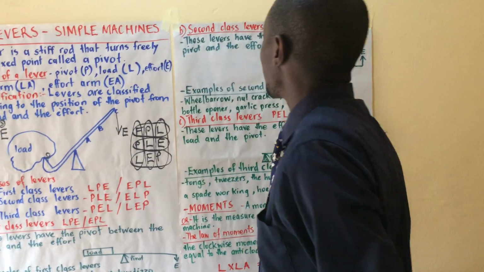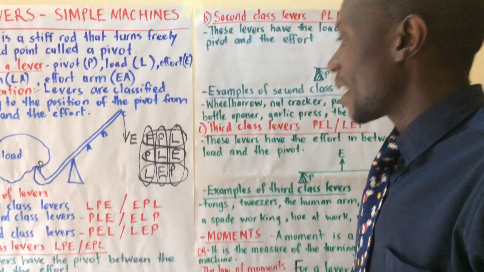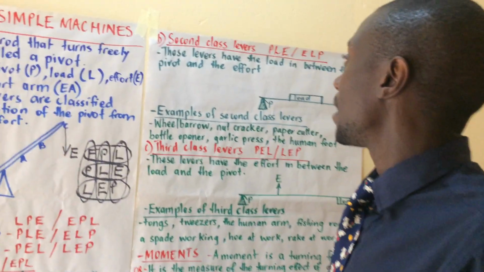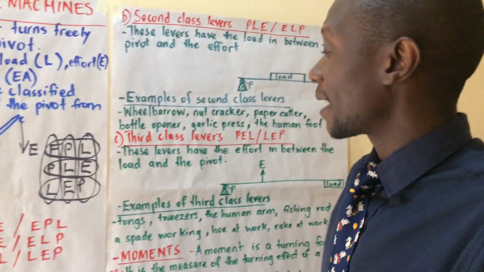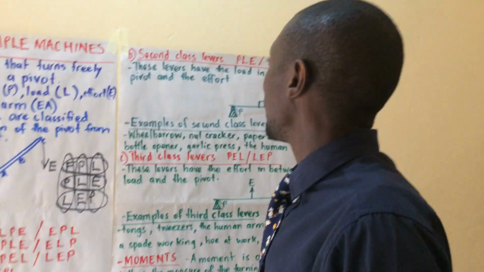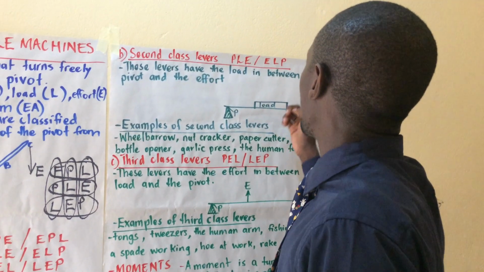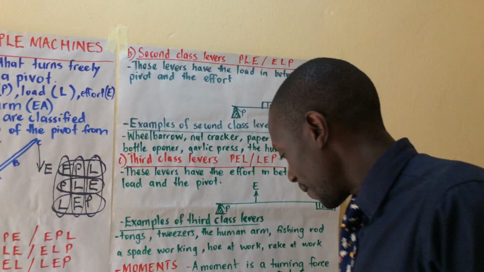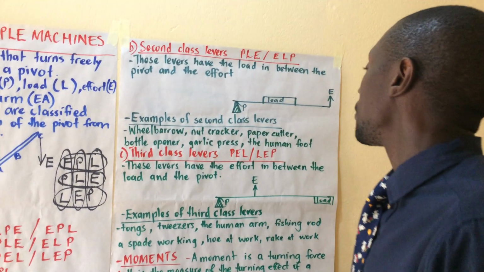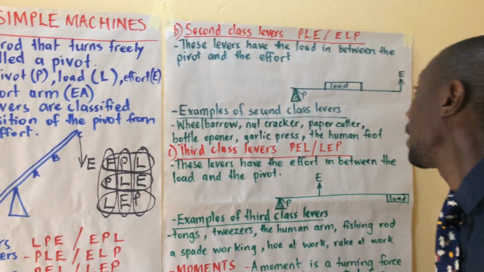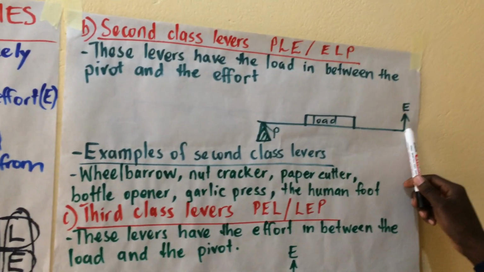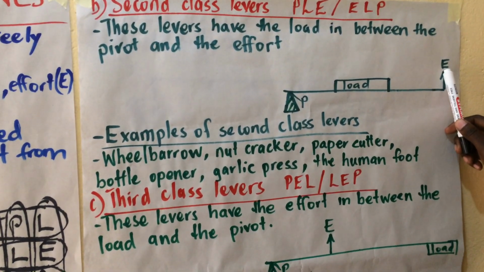Let's move to class 2 of levers. They are called second class levers or class 2 levers. There are different ways in which they are called depending on the curriculum of those places. These are levers that have the load in between the pivot and the effort. We have the pivot here, we have the load there, and the effort the other side.